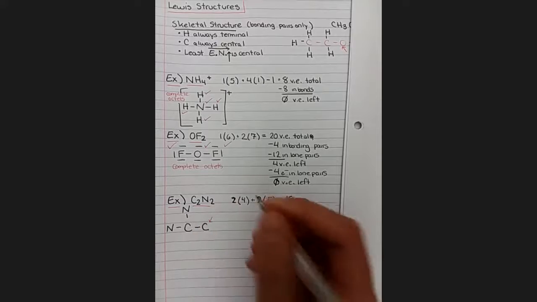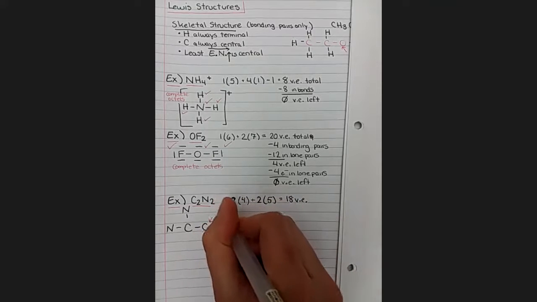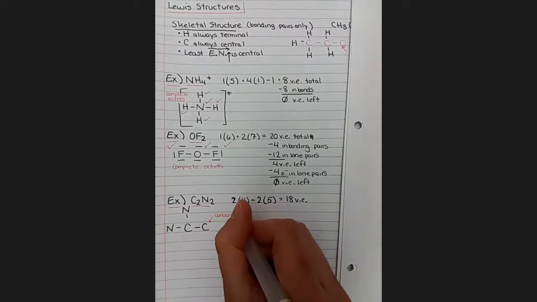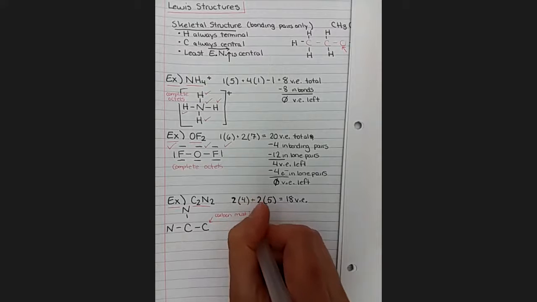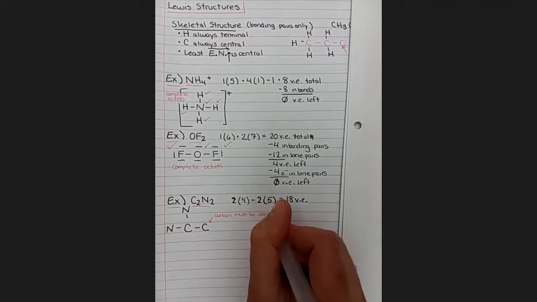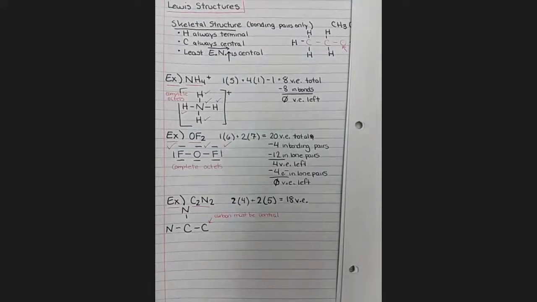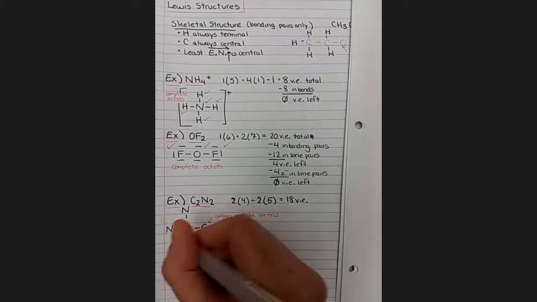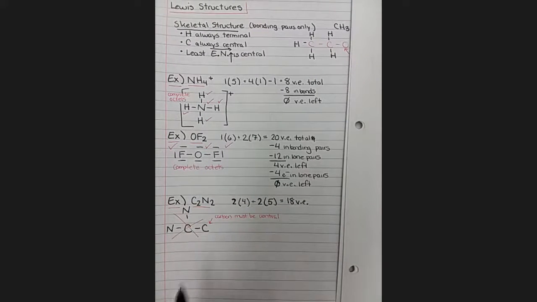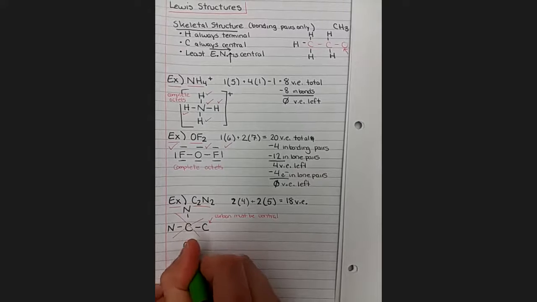But this breaks the rule that we left for ourselves. We said carbon must be a central atom. And if carbon is not in the center of this set of 4, then it is on the edge, and we don't like that. We want carbon to always be central. So let's try again. Let's see if we can find a way to make both of the carbons central.